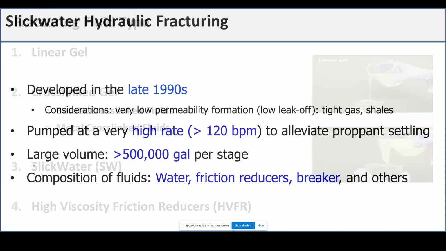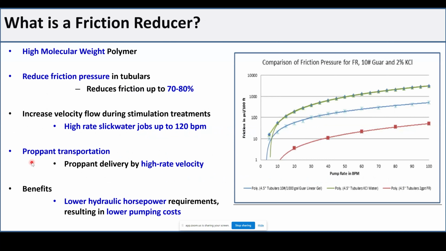So slick water is usually a much simpler frac fluid to be used, and easier in mixing, almost we can do it on the fly. And slick water can be another version of it, or another terminology for it, called friction reducer. And that's where the word slick is coming from. Something can be pumped really at high rate with a minimum friction reduction.